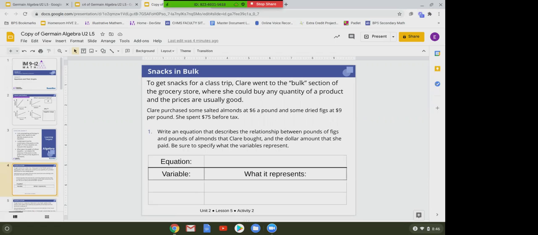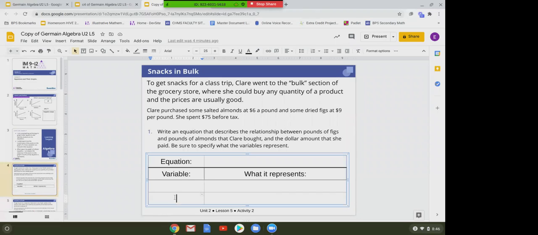I want you to take 2 minutes right now to write the equation that matches this scenario and tell me in this box the two variables you choose to use and what they represent. You can use X and Y, but it might be better to use letters that correspond to the things you're talking about. Once you get those written, you can throw those in the chat for me.